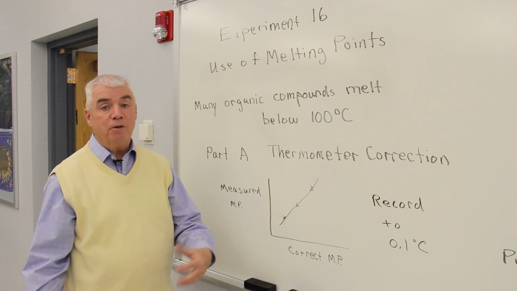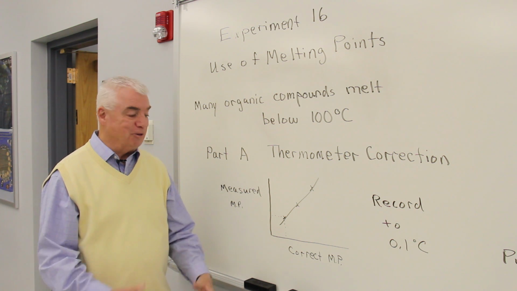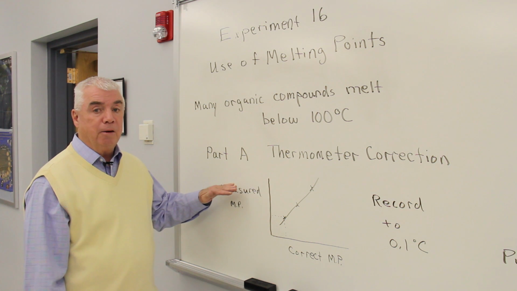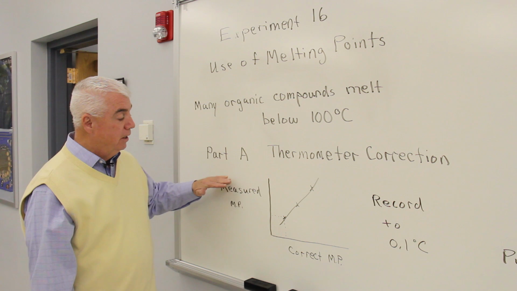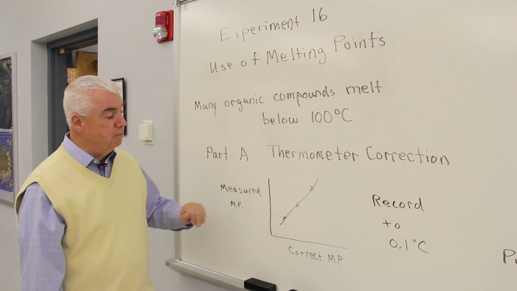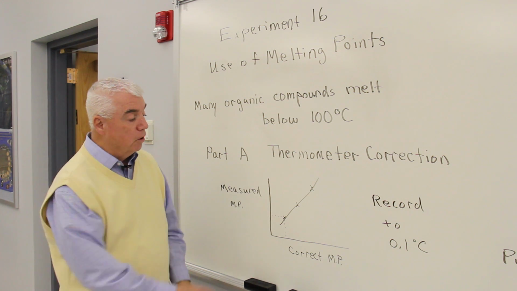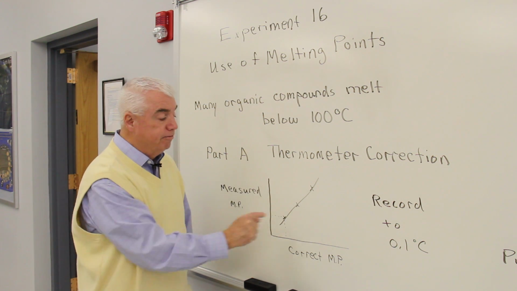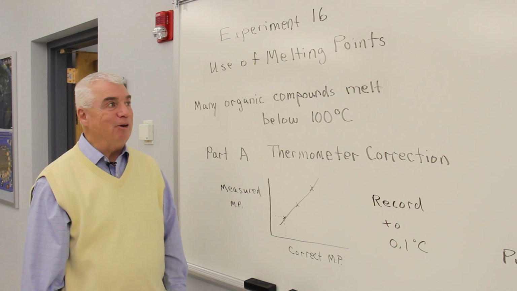And when you use the graph, we'd almost do it in reverse. Now you'd be obtaining a measured melting point. Say that you had an unknown substance. You obtain its measured melting point, and you come across with a hypothetical line until it intersects the graph, and then come down, and that would be the corrected value.